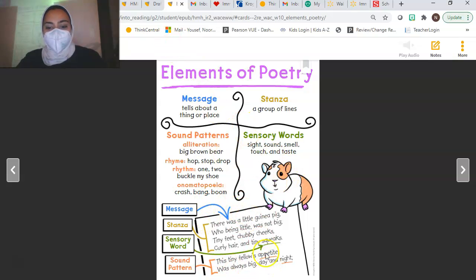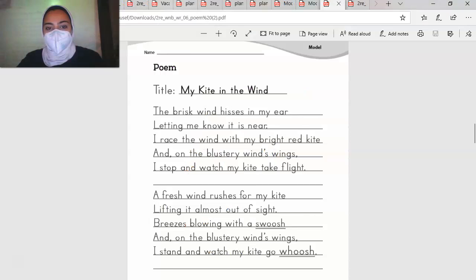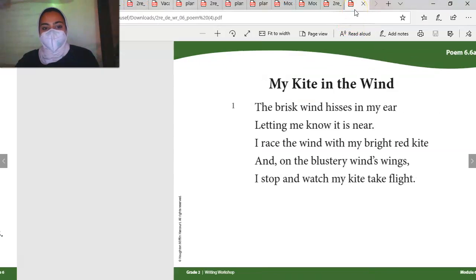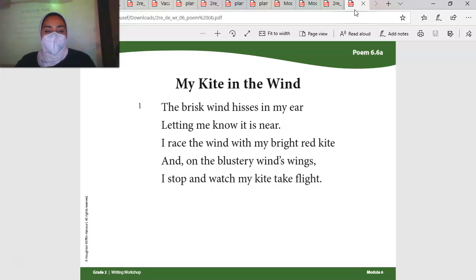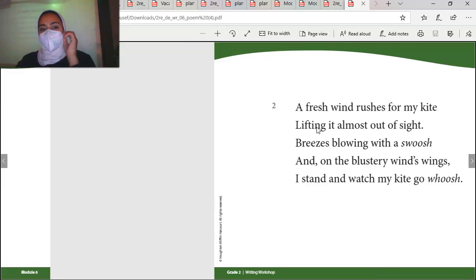All right, so let's move on and read the example together. Follow along with me. My Kite in the Wind. This is a stanza. Look, it has number 1 next to it, stanza 1. The brisk wind hisses in my ear, letting me know it is near. I race the wind with my bright red kite, and on the blustery wind's wings, I stop and watch my kite take flight. All right, let me read, and then we can read it again together, okay? Let me read the first time.